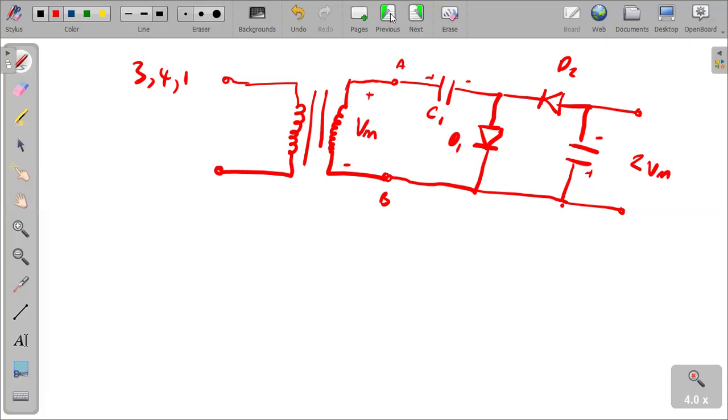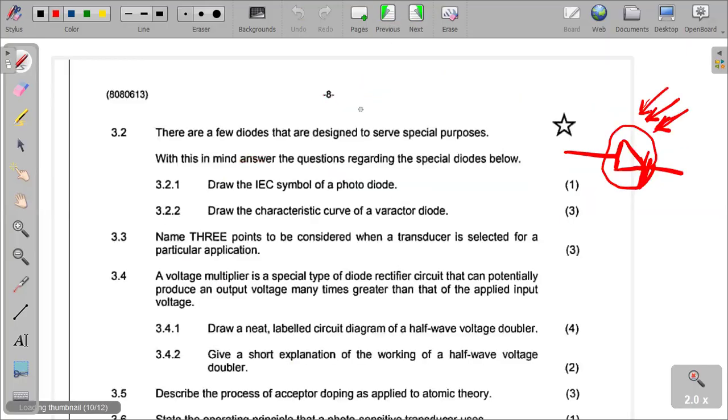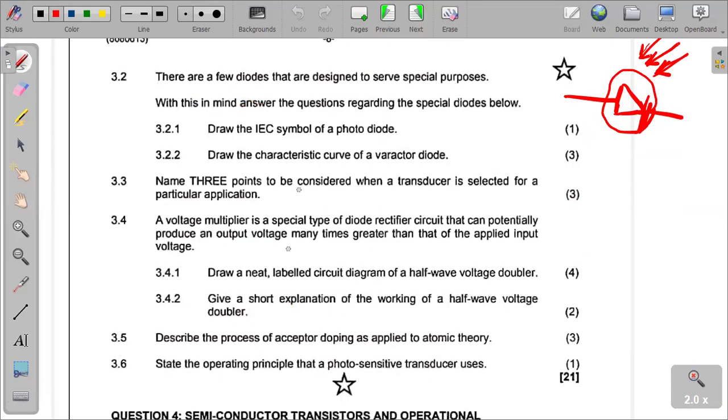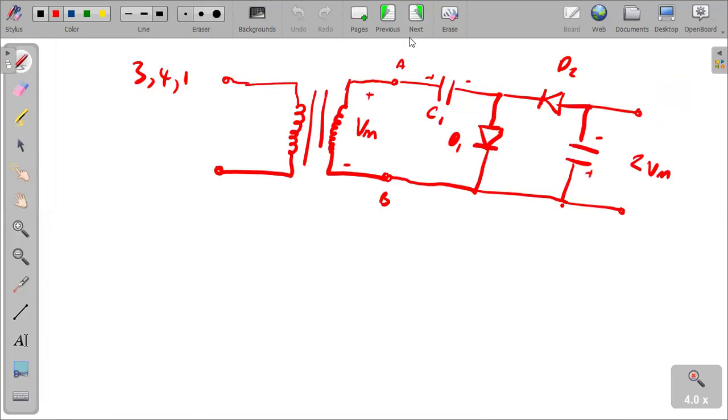The next question is saying, give a short explanation of the working of the half-wave voltage doubler. Right, so let's just quickly explain. I'm just going to quickly explain.